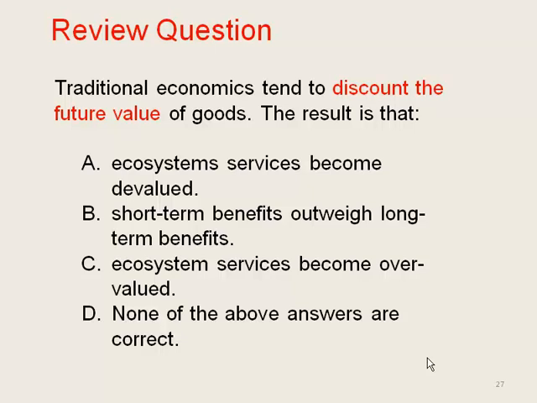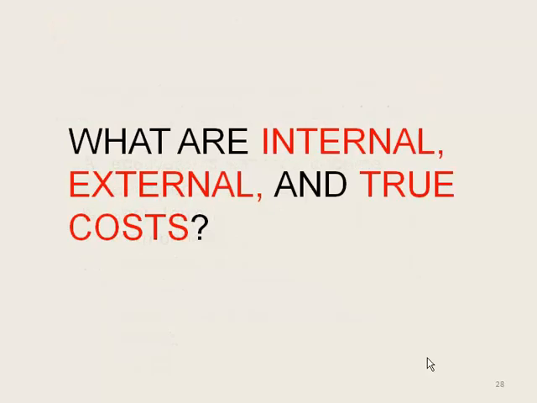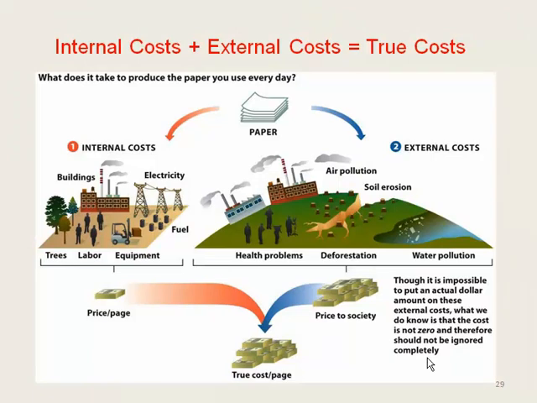So which of these do you believe ties to this notion of the fact that we don't, in modern traditional economics, tend to account for the future value of goods? So take a look at that and then review that section in the text. So internal, external, and true costs, direct and indirect costs. If you look at this notion as a total true cost, the book uses the term internal costs and external costs. You can also use the term direct and indirect.